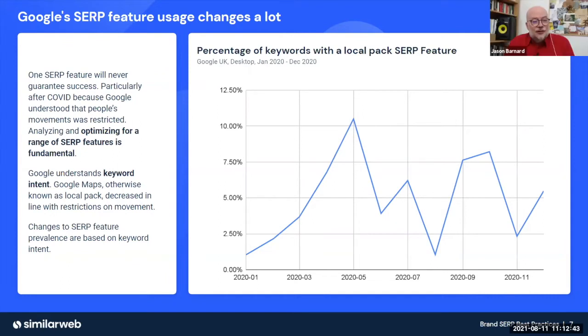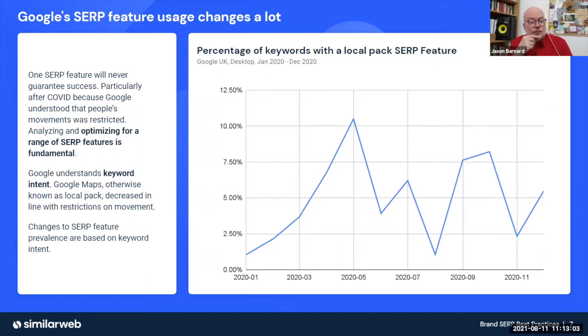Yeah, I mean, the Google Maps example, we were digging into that, and that's when we discovered this. And we looked at the data and thought, actually, it's dropped off. As soon as COVID happened, especially on mobile, that's the desktop version, but on mobile, you could see this drop off massively. And Google was saying, actually, people can't go to these shops. So there's no point in showing them a Google Map pack.